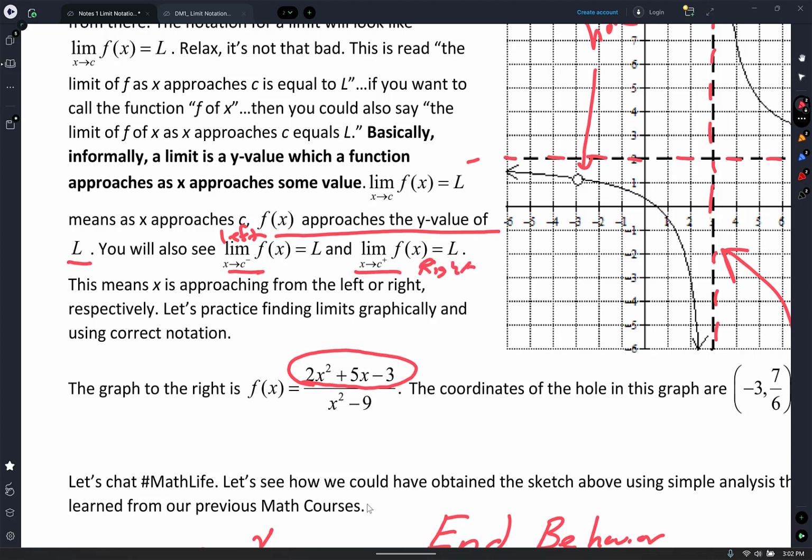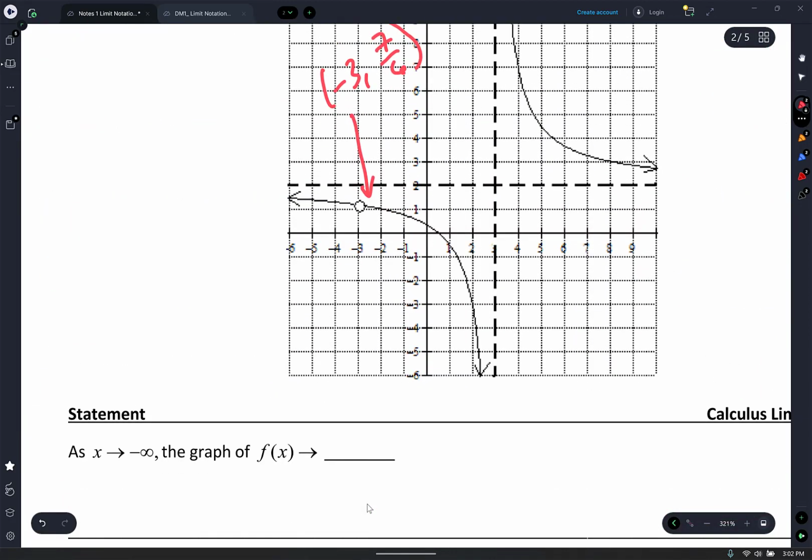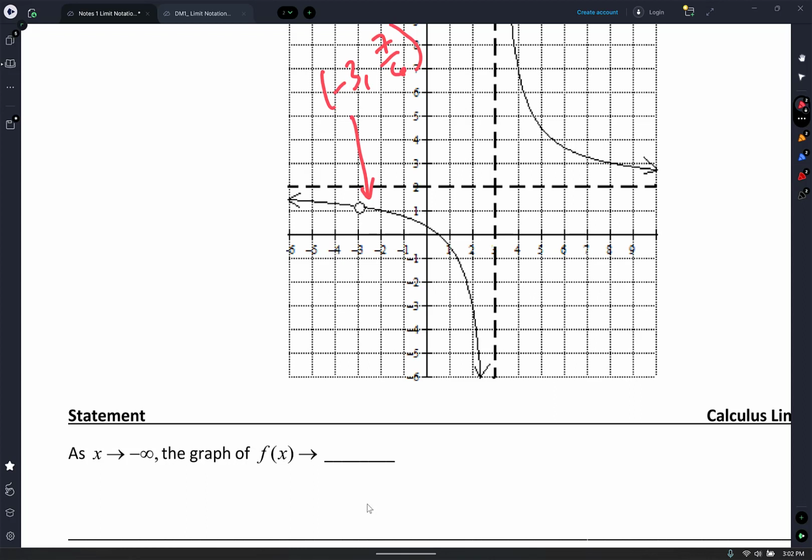Let's practice finding limits graphically and using correct notation. All right, here we go. So let's look at this graph. I'm going to go slow. As x approaches negative infinity, so remember, you can only travel on this curve. As x gets larger in the negative direction, what is my y value approaching? 2. So as x approaches negative infinity, the graph of f of x is approaching 2.